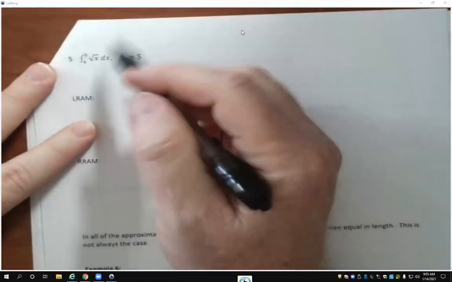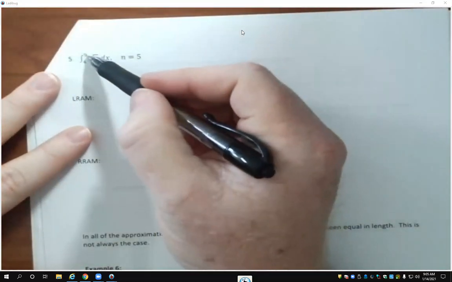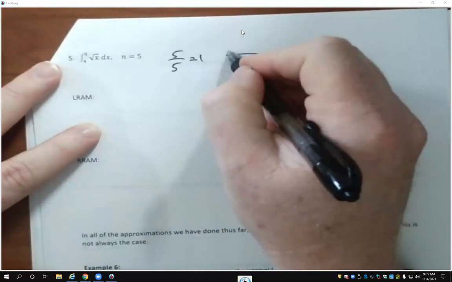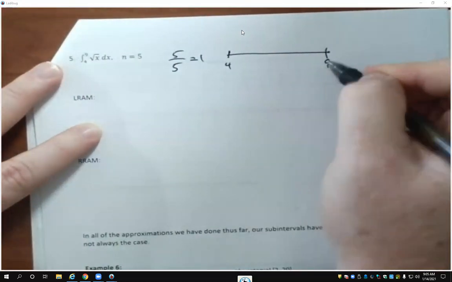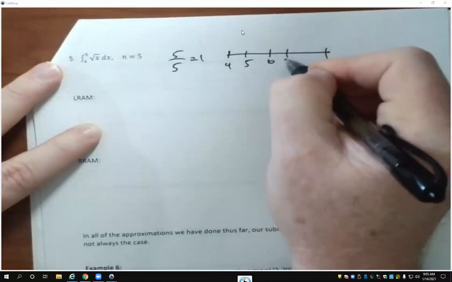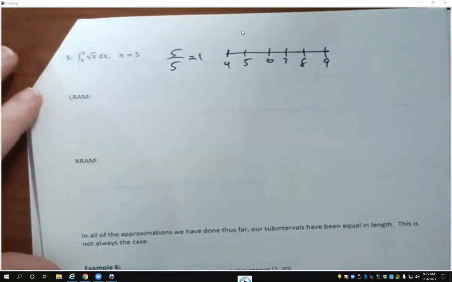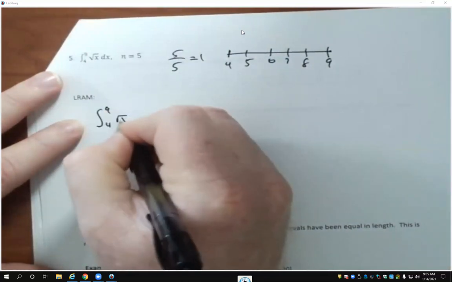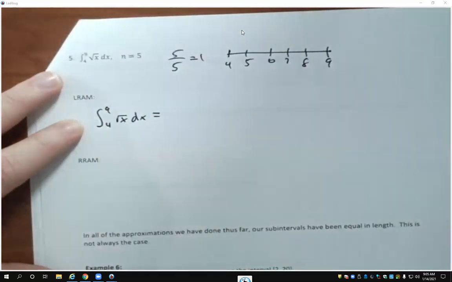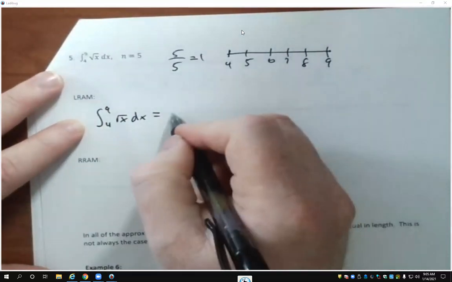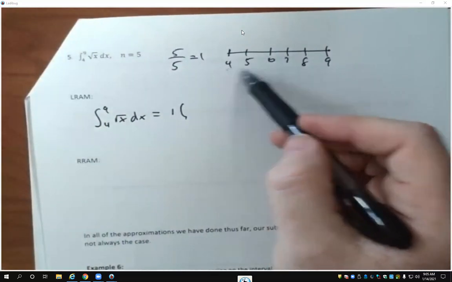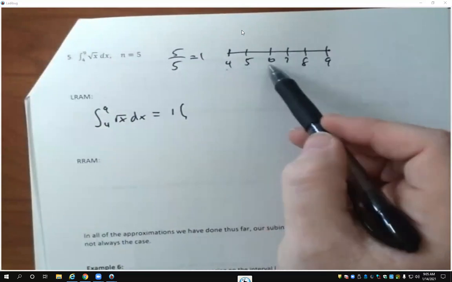Okay, so from 4 to 9 is 5 units. 5 subintervals is going by ones. So we're starting at 4, we're going to 9 by ones. So the integral from 4 to 9 square root of x dx equals, our widths are all 1, and now we're going to plug in all our numbers. We're going to start with 4 and work our way to 8. We want 5 numbers.